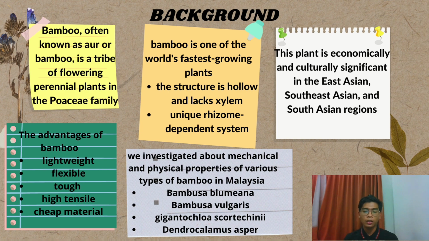Other than brick and cement, bamboo is a very good natural resource to utilize as a fundamental material in the construction of a building or facility since it is easy to locate, sturdy, sustainable, and has an aesthetic value for building. Next is the advantages of bamboo: it is lightweight, flexible, tough, high tensile, and cheap material. In this project, we investigate the mechanical and physical properties of various types of bamboo in Malaysia, which is Bambusa brumena, Bambusa vulgaris, Gigantochloa scortechinii, and Dendrocalamus asper.